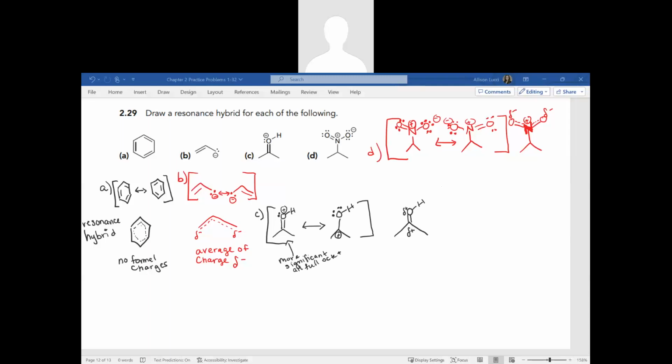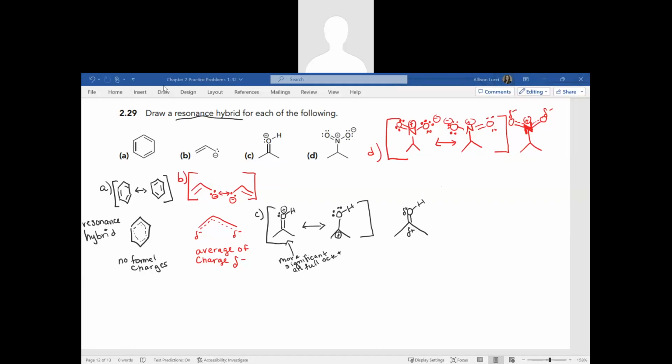Problem number 29 from chapter 2 asks us to draw the resonance hybrid for each of these following structures. So we're given A through D here, and let's walk through how we can determine this resonance hybrid. We'll have to draw all the possible resonance structures and then take an average of those structures.